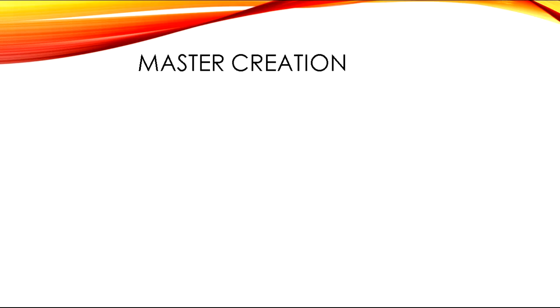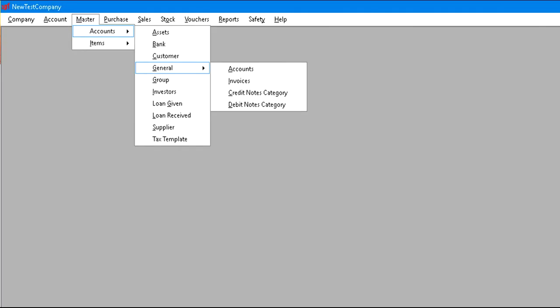Now we move on to the master creation. In master creation in 380, we are categorizing the masters into accounts and items. So in accounts, you'd be able to see them through the ledger and bank passbook. So we'll start with the customer creation.